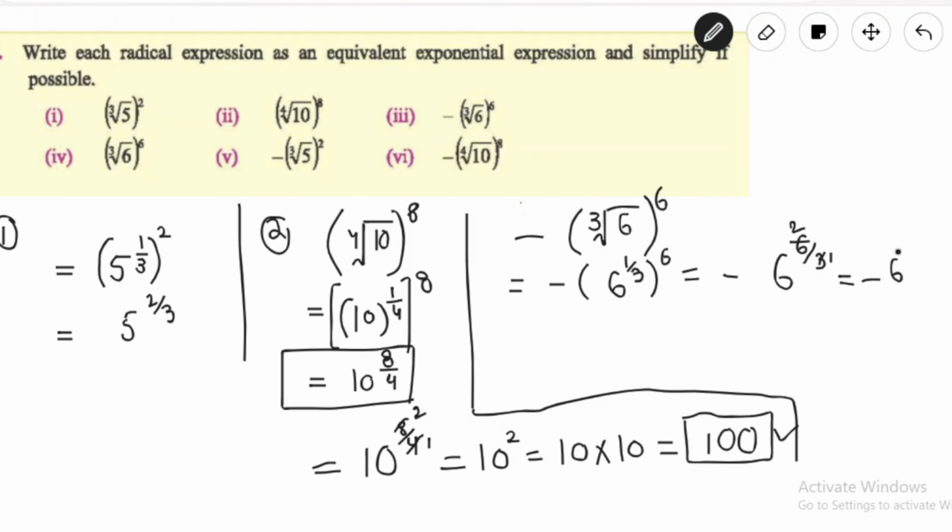And 6 to the power 2 means you're going to multiply 6 with itself 2 times. So it will be simply 6 times 6, not minus 6 times minus 6. Why? Because this is a square of 6, not minus 6. So this will become minus 36. This is the exponential form if you do it without cancelling, and the other one, the simplified answer, is this one.